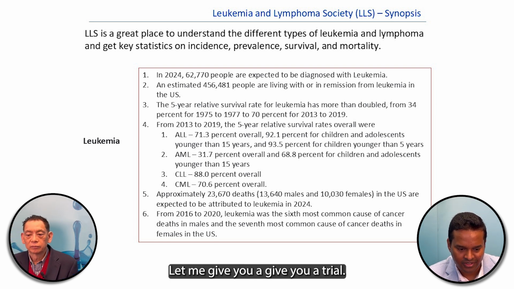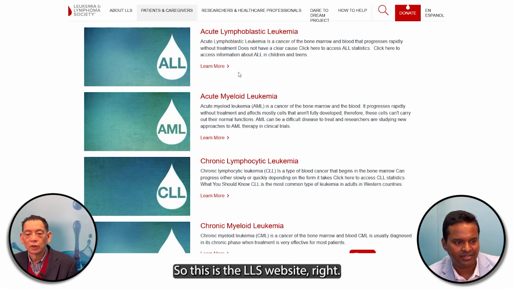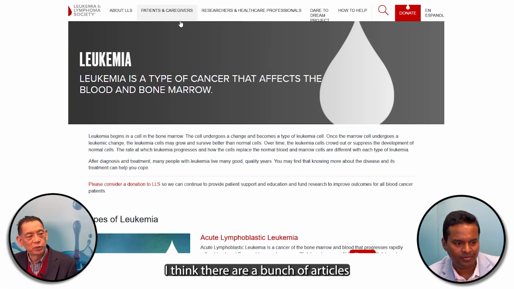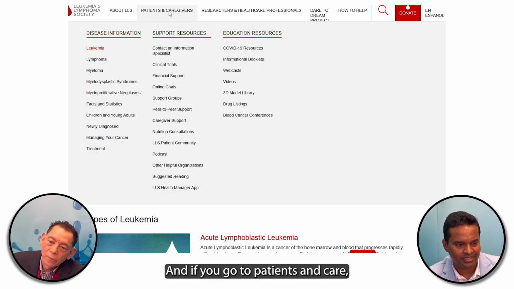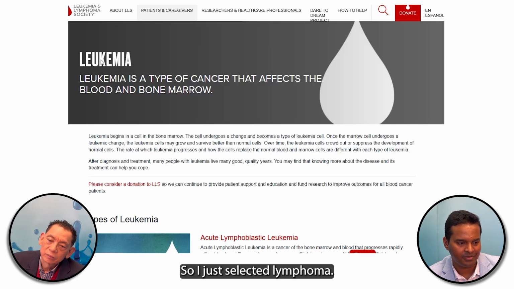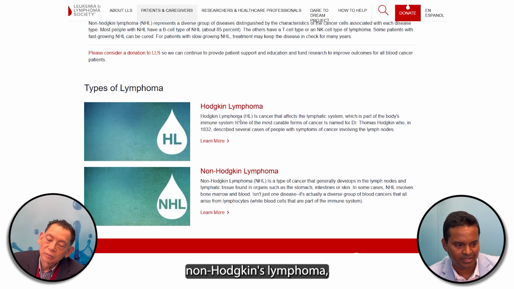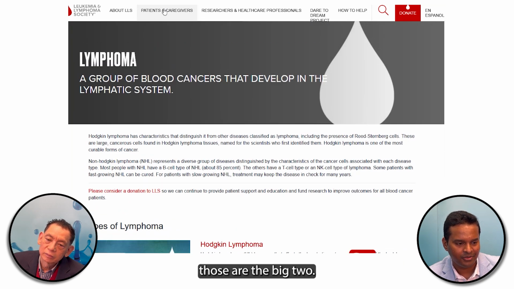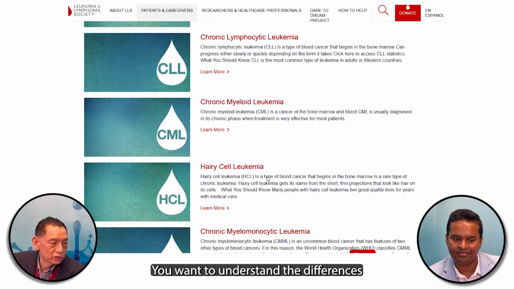Let me give you a trial. So this is the LLS website, right? And I think there's a bunch of articles there, right? Right, yeah, for researchers. And if you go to patients and care, you can see the distribution of all the cancer types. So I just selected lymphoma, right? You would see that Hodgkin's lymphoma and non-Hodgkin's lymphoma are the big two. But I think leukemia is a better example where they have ALL, AML, CLL. You want to understand the differences between them.